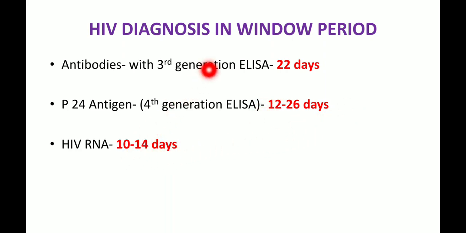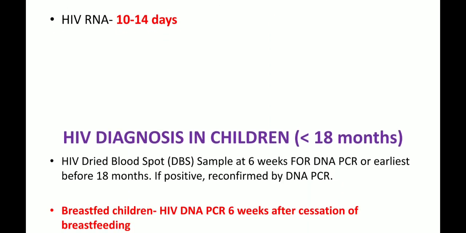You can use these three tests, but HIV RNA detects the earliest. Within 10 days the PCR will be positive. If it is 12 to 26 days, you can detect the P24 antigen by a fourth generation ELISA, and by 22 days you can detect with the third generation ELISA.